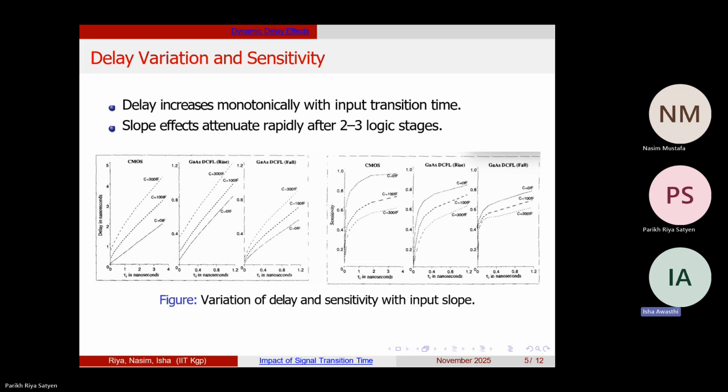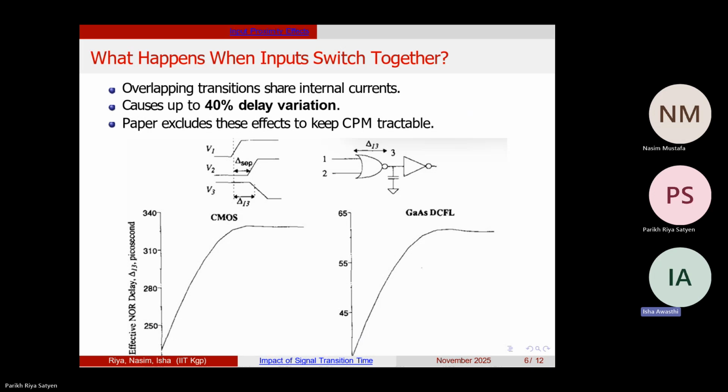For example, a large variation at the first gate might reduce to almost negligible levels after just two or three logic stages. This observation becomes extremely important later when we discuss methods like context based delay modeling, because it explains why only the first few stages significantly influence slope dependent timing behavior. After this, Ria will continue with the next section on input proximity effects.